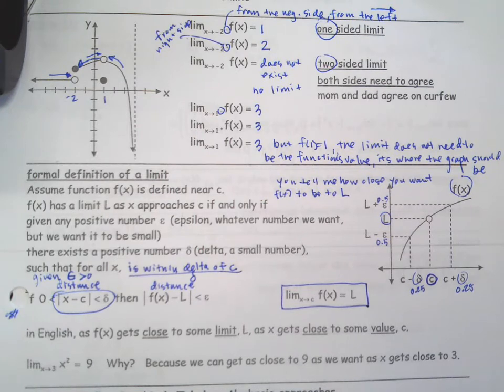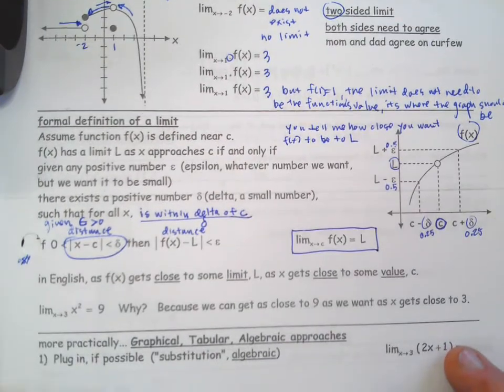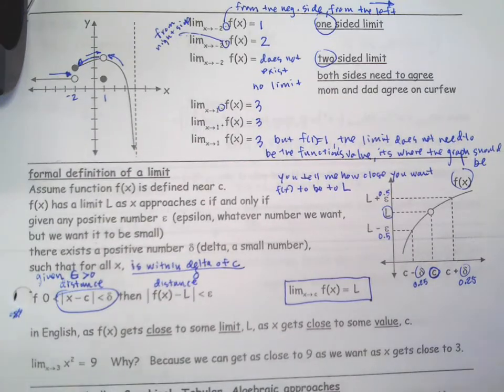So in simpler terms, f of x will get close to the limit L as x gets close to some value c. So anyways, it's a different way of thinking of it.